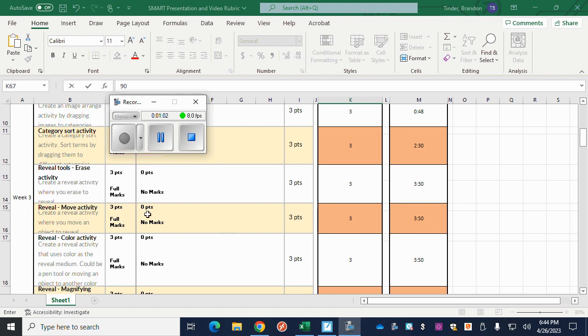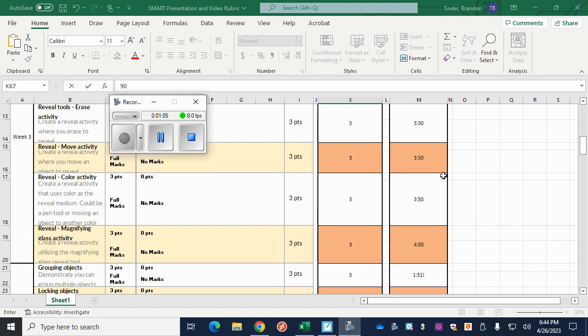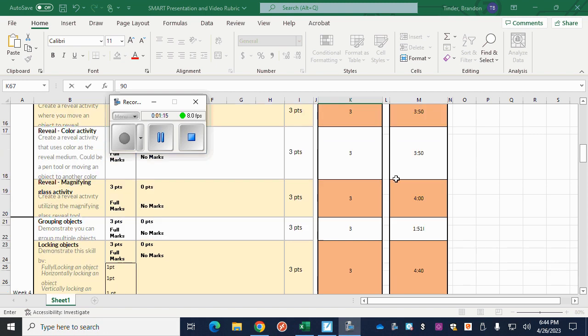For the move activity and the color activity, these were both done at the same time at 3:50. That was where they moved the orange block in order to see the right triangle I drew in white. For the magnifying glass activity, that was done at 4 minutes. That was done on slide 7, where they had to use the magnifying glass to reveal the name of a squared plus b squared equals c squared being Pythagorean theorem.